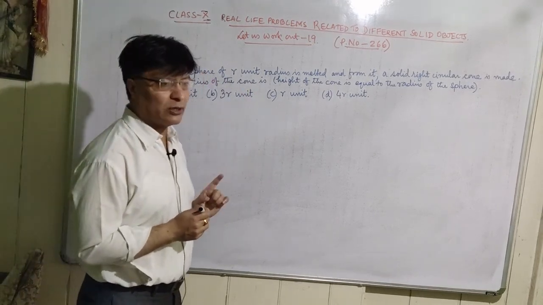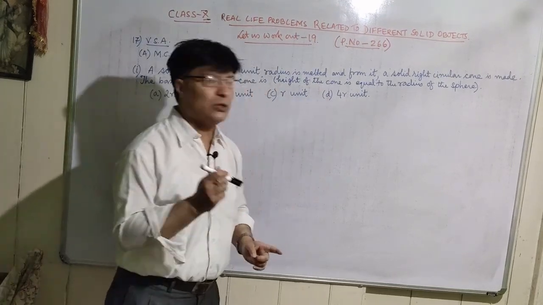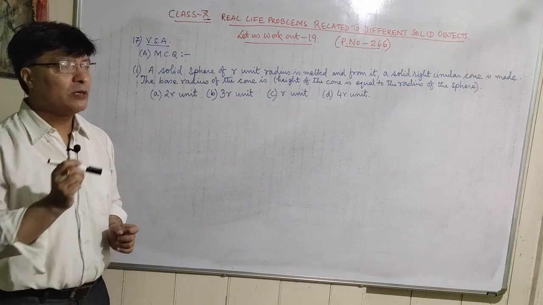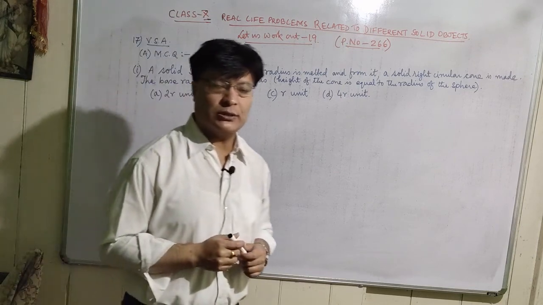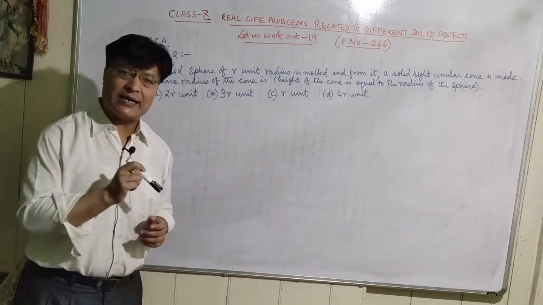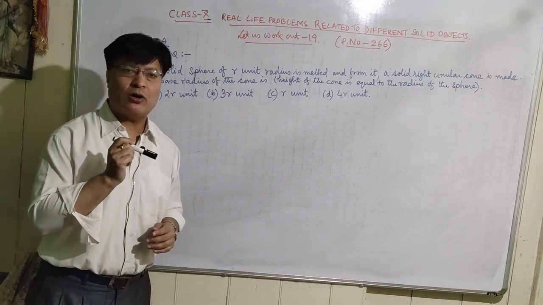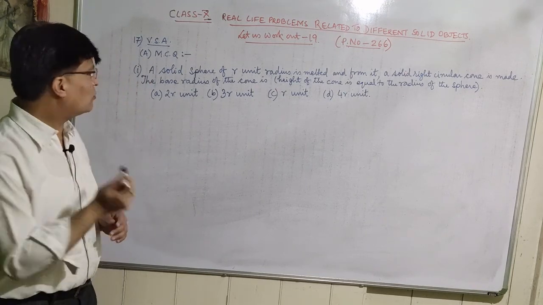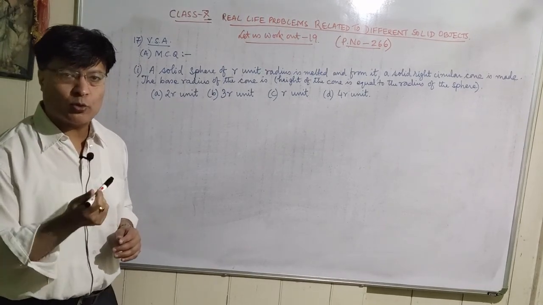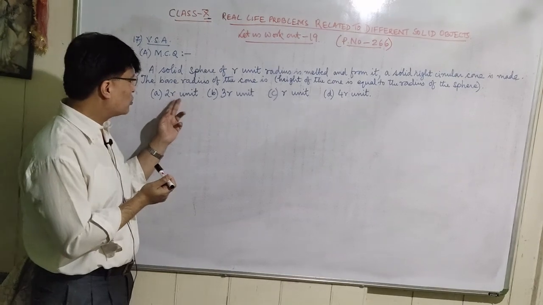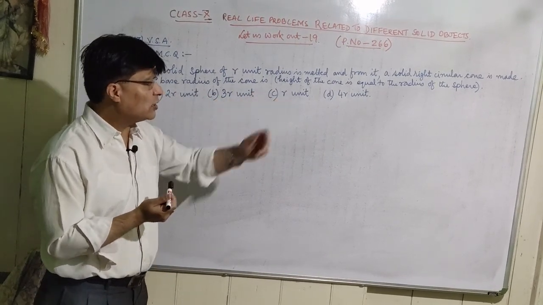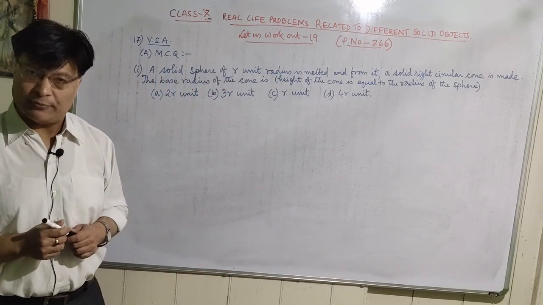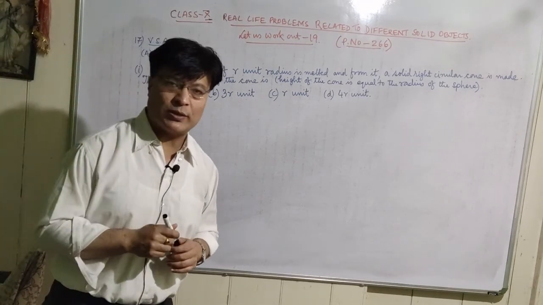In the question the condition is given that the height of the cone is equal to the radius of the sphere. Now you have to understand the question. There is a solid sphere of radius R unit, it is melted and a solid right circular cone is made from it. Now you have to find out the base radius of the cone, which is the correct option here. It is A, 2R unit, B, 3R unit, C, R unit or D, 4R unit. Again the condition is given that the height of the cone is equal to the radius of the sphere. So I think you have understood the question. So let's do this work now.